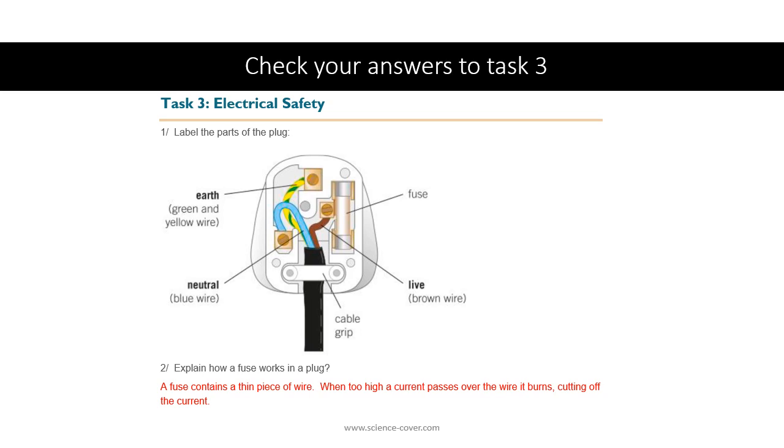Explain how the fuse works inside the plug. A fuse contains a thin piece of wire. When too high a current passes over the wire, it burns, cutting off the current.